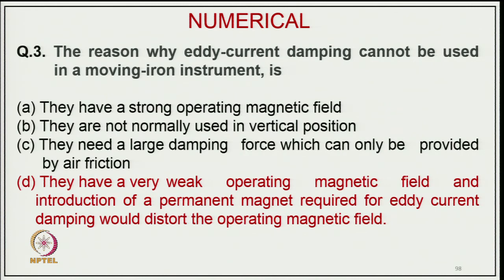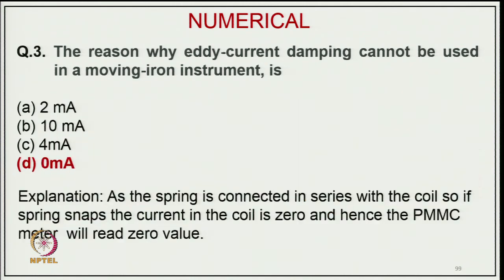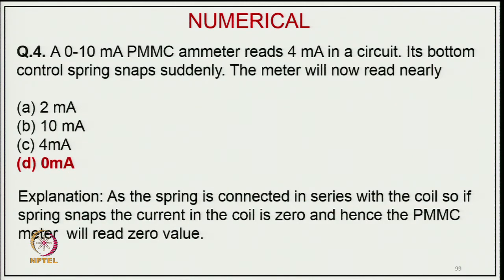The reason why eddy current damping cannot be used in moving iron instruments is that they have a strong operating magnetic field. They are not normally used in vertical position. They need a large damping force, which can only be provided by air friction. So, they have a very weak operating magnetic field, and the introduction of permanent magnet required for eddy current damping will distort the operating magnetic field.